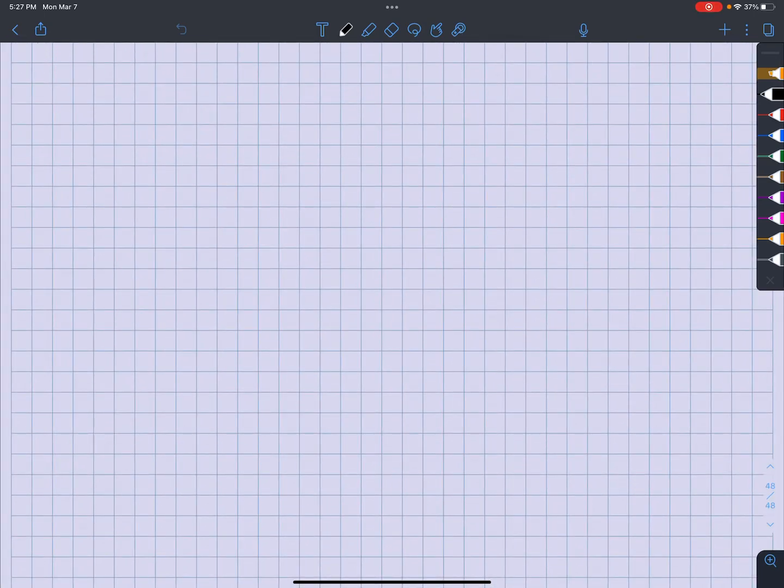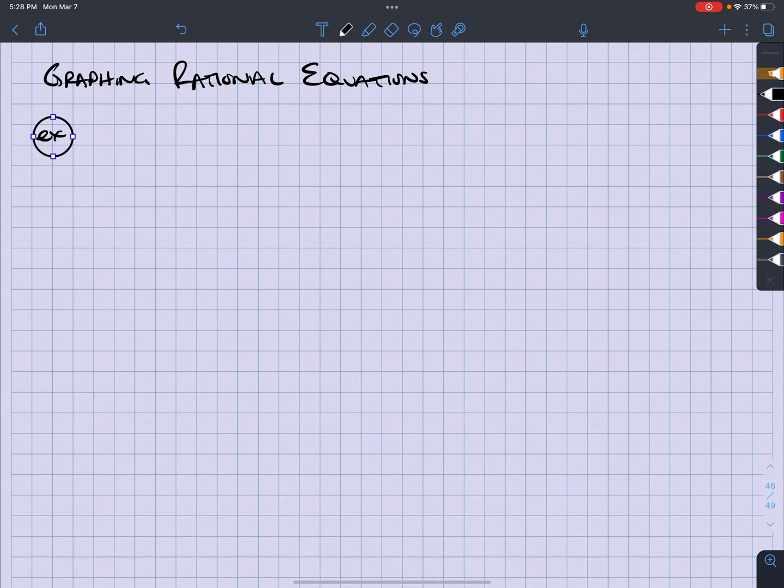What's up? I promised that I was going to show you guys the shorter version of graphing rational equations. An example I was going to do is this here. Let's take a look. This is going to say f of x is equal to x minus 4 over x squared minus 16.